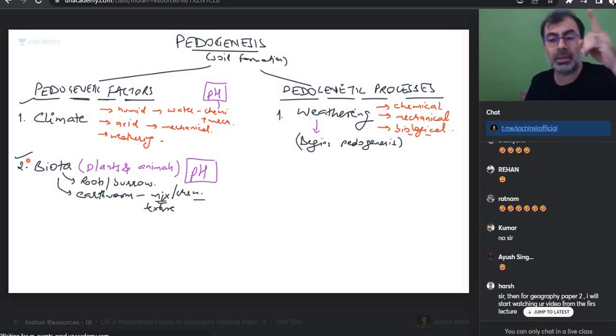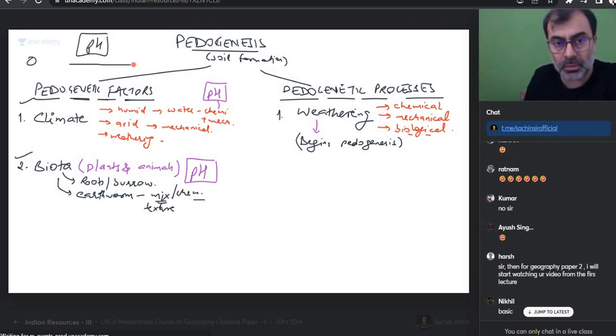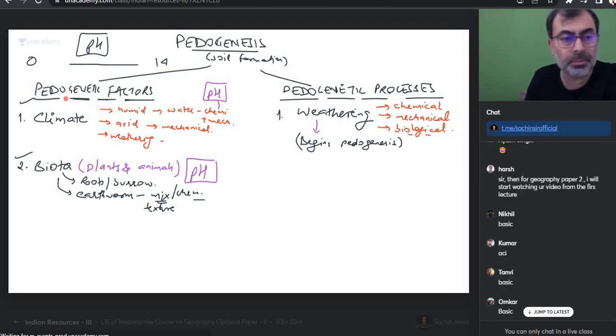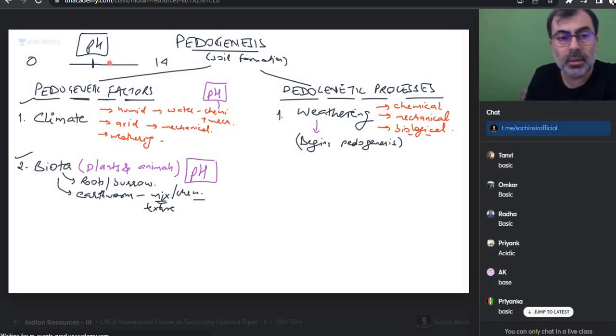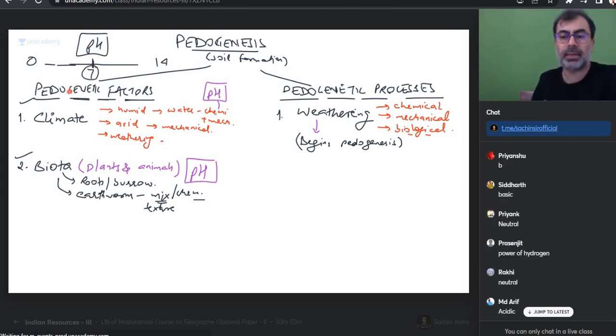So which pH do plants like? Everyone, people who do not know pH: pH is a scale from 0 to 14. Get that? 7 is considered neutral. Water is neutral. So what do plants like? Acidic or basic? Achha, 0 is called acidic.